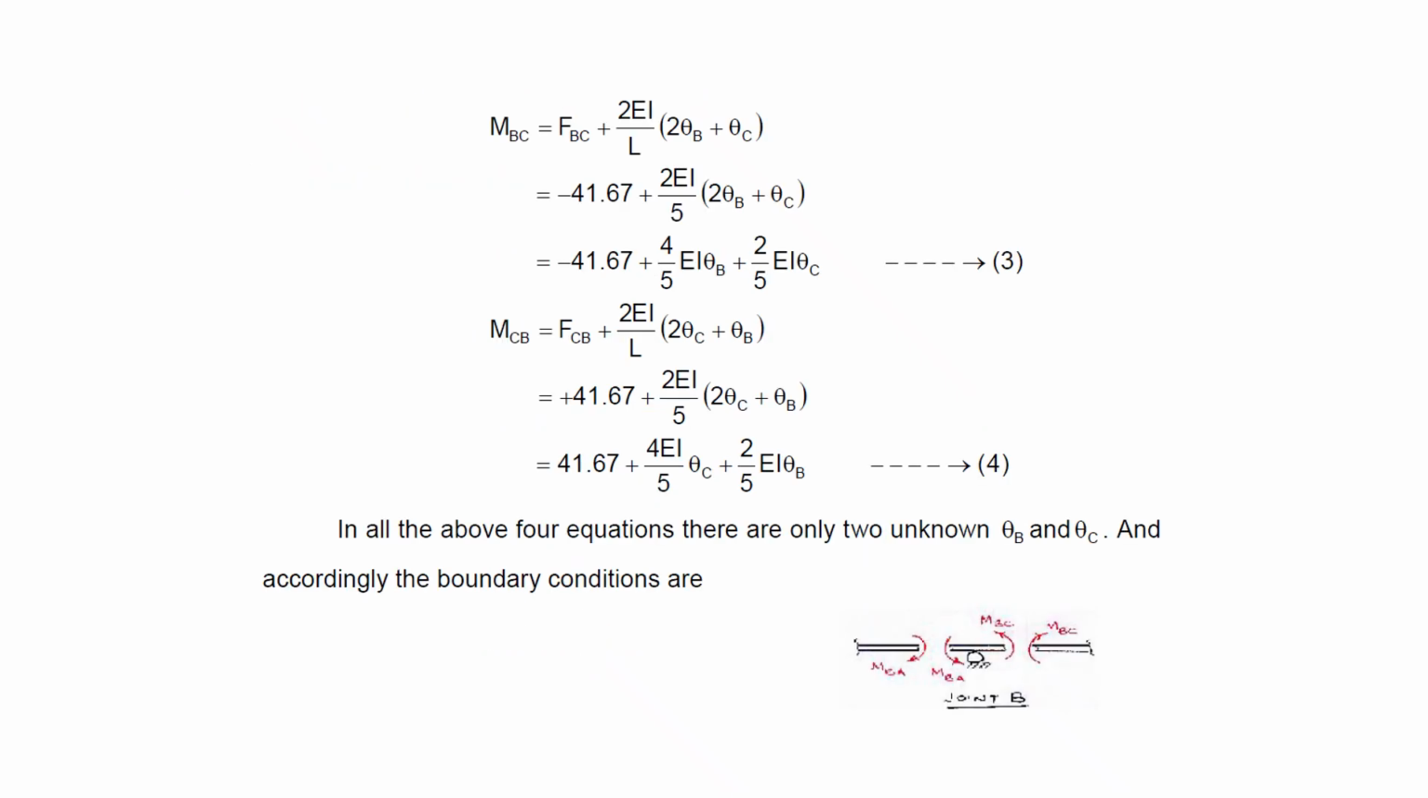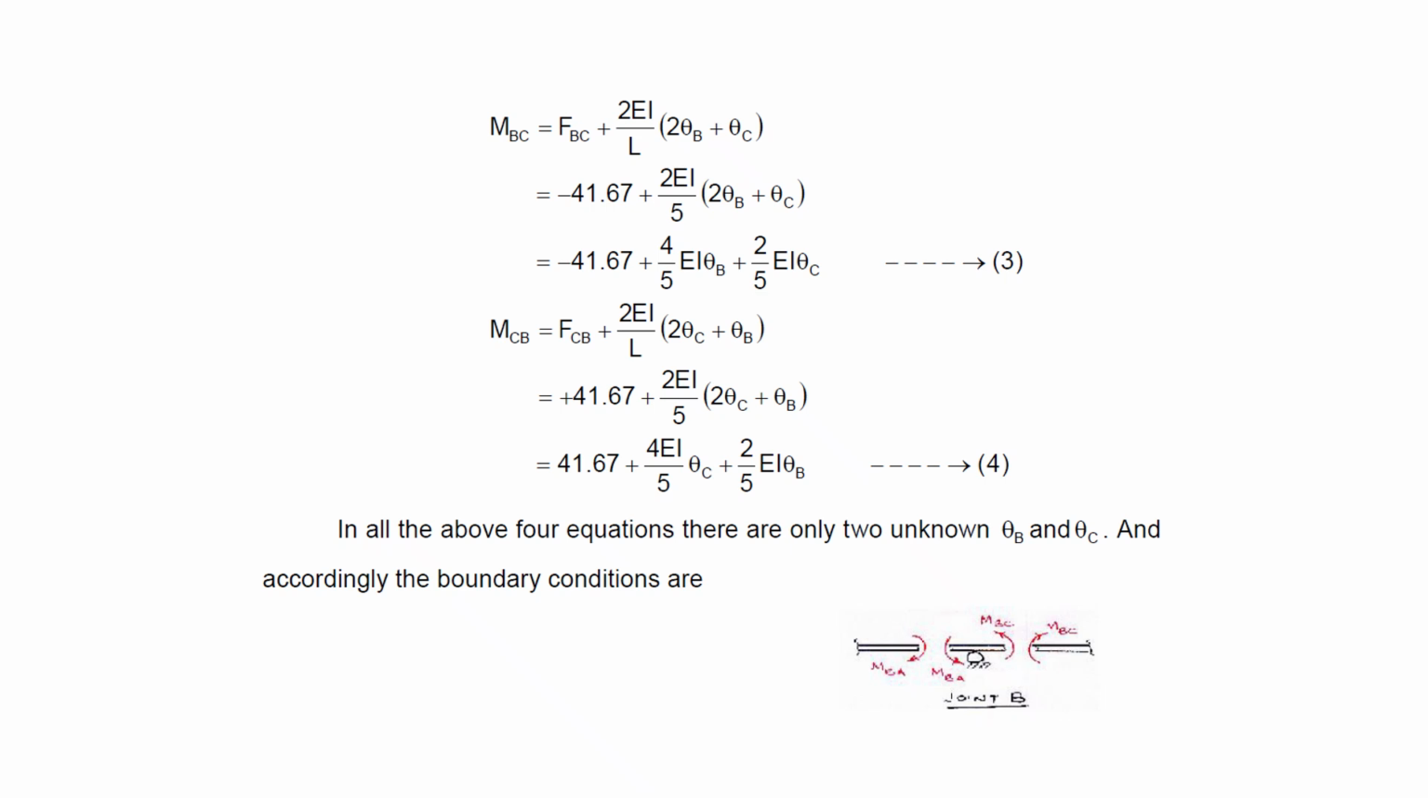After that, one more span, span BC, is there. So we have to find the moments MBC. Again, the fixed moment FBC plus 2EI by L, 2 theta B plus theta C. So you substitute minus 41.67 and 2EI by L, 2 theta B plus theta C. Simplifying this, minus 41.67 plus 4 by 5 EI theta B plus 2 by 5 EI theta C. So this is the third equation. Similarly, on the other side of this span, MCB equals the fixed moment plus 2EI by L, 2 theta C plus theta B.